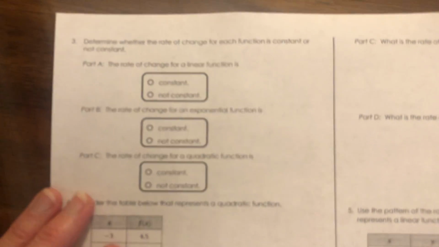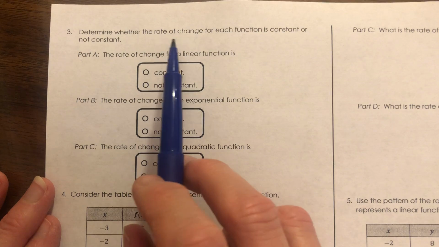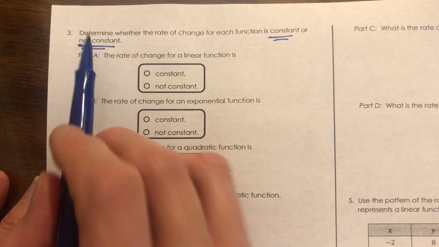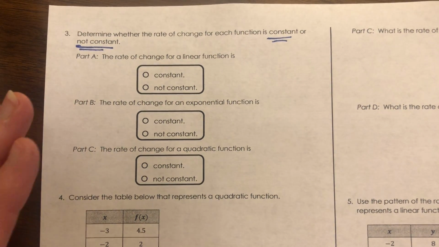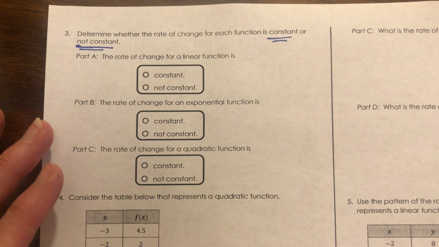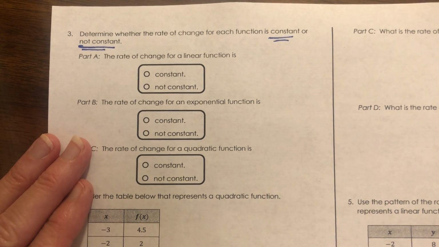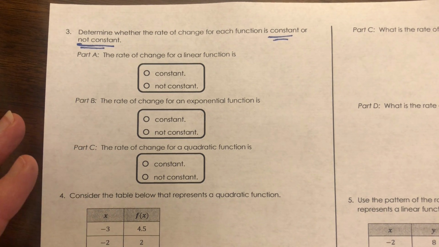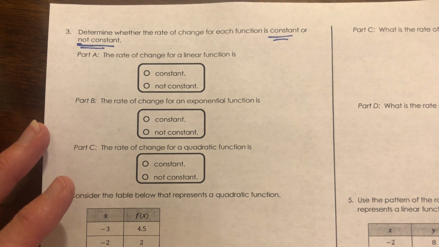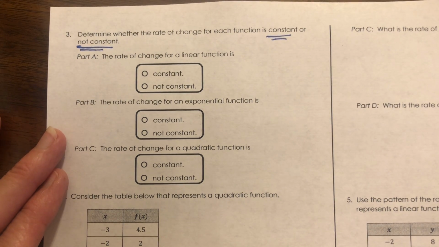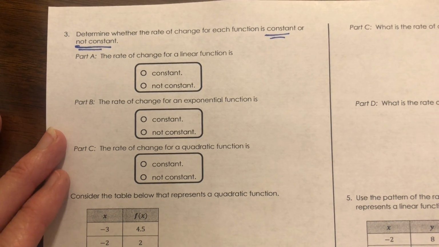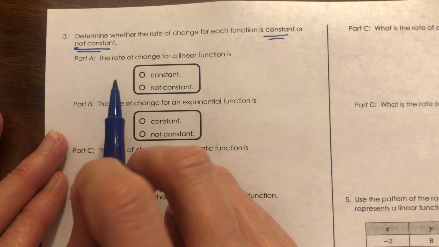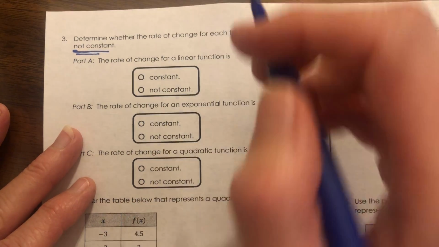There we go. All right, determine whether the rate of change for each function is constant or not constant. All right, the rate of change, that's another way of saying the slope of the line if we had it graphed. And we can look at tables to determine constant, not constant. But if you remember us talking about linear functions, exponential functions, and quadratic functions, we often talked about one of them having a constant rate of change, meaning it's traveling upwards or downwards at a constant rate. So let's see, the rate of change for a linear function.